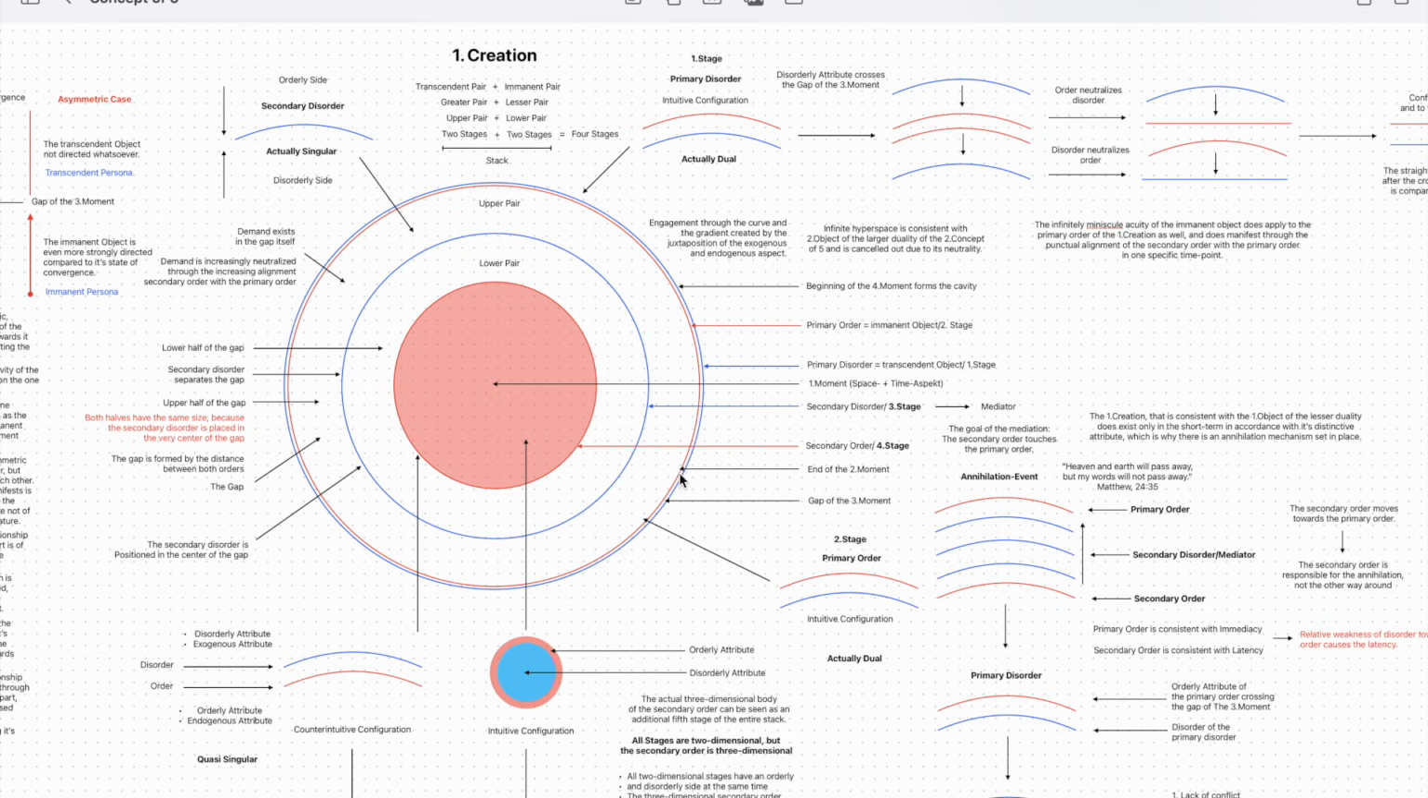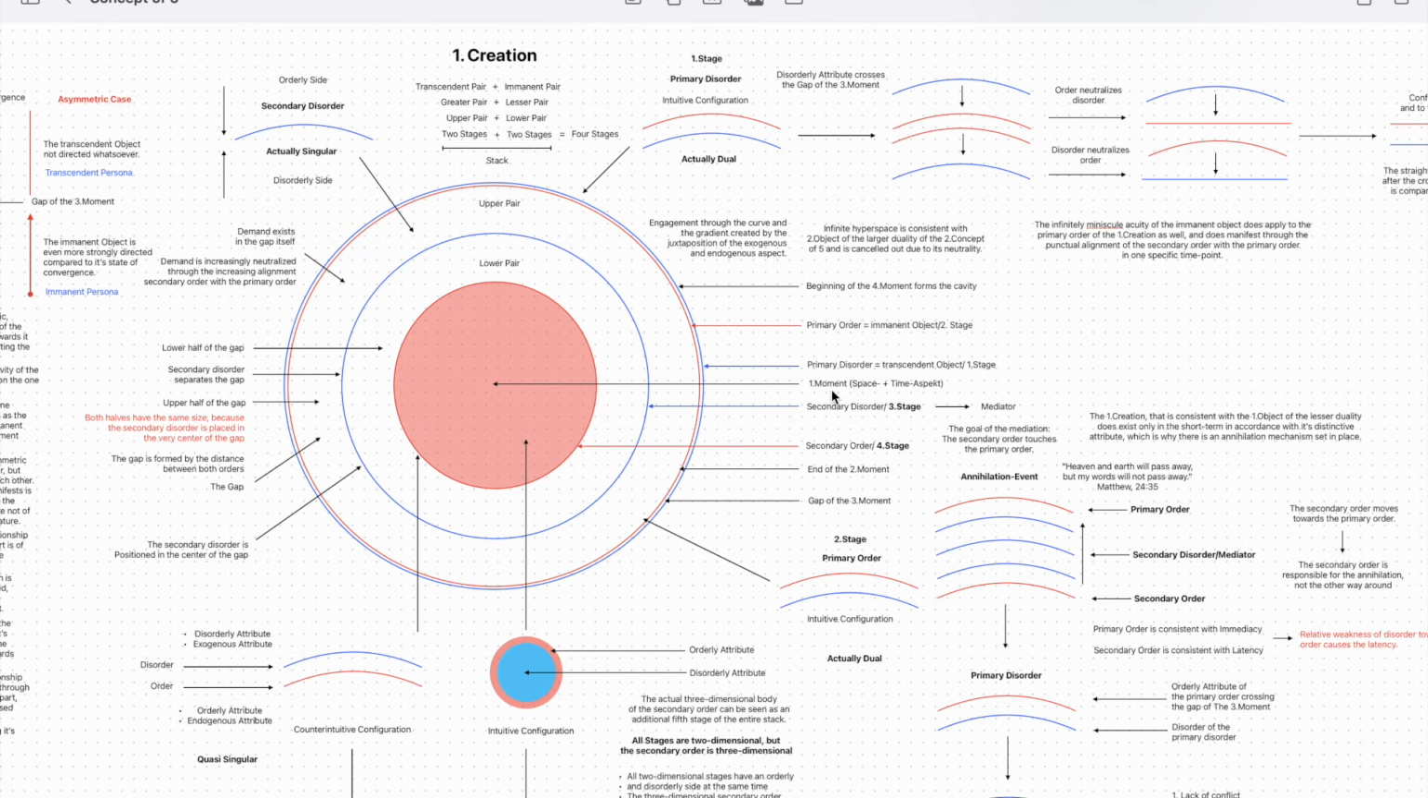The directly adjacent upper side of the primary order that is directly adjacent to the primary disorder is consistent with the very end of the second moment that we know from the architecture of the immanent persona as well. In the very same manner in which there's a gap between the transcendent object and the immanent object of the second concept of 5 and the transcendent persona and the immanent persona, so is there a gap in between the primary order and primary disorder of the first creation as well, as you can see here, which is being called the gap of the third moment.